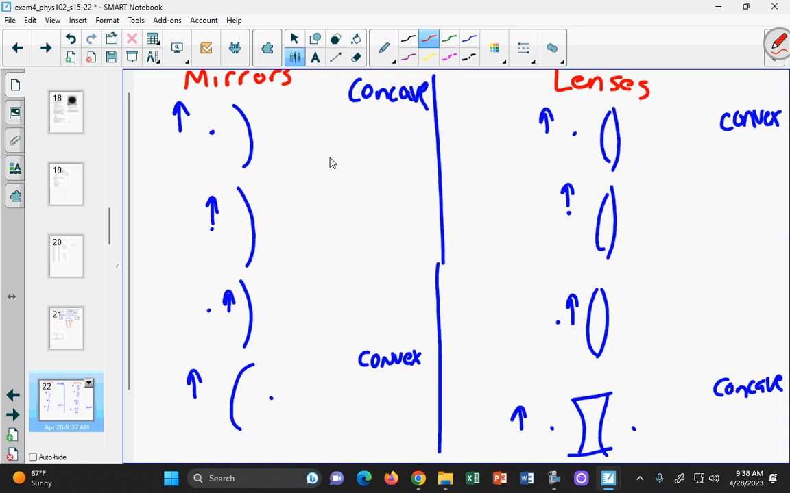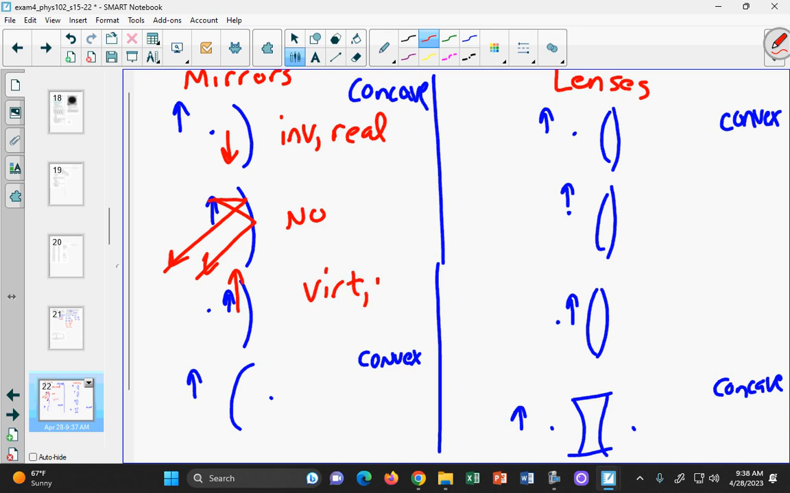I'll do the images in red. Here, this is an inverted real image. Here I get no image at all. Remember, because those rays are going to be parallel to one another, it doesn't form an image. Here I get an image that is virtual, upright, and big. And here I get an image that's virtual, upright. Virtual images are always what? Upright. Real images are always inverted and small.